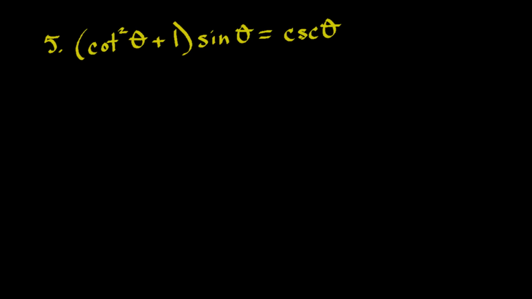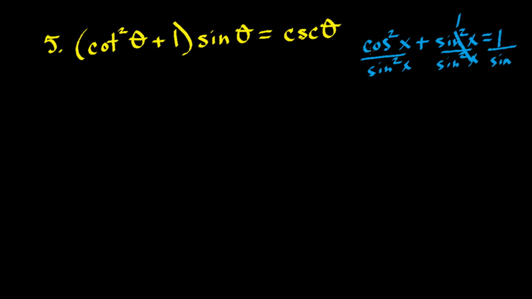For problem number 5, we're going to verify that the quantity cotangent squared theta plus 1 times sine theta equals cosecant theta. We will use one of the Pythagorean identities to help with this problem. Since cosine squared x plus sine squared x equals 1, if we divide every term by sine squared x, the sine squared x will give us a 1 here. Cosine squared x divided by sine squared x is cotangent squared x, plus 1 equals, and 1 over sine squared x is cosecant squared x.